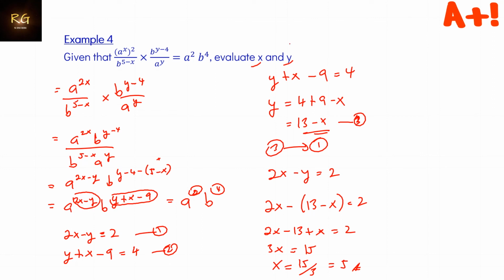So what I need to do now is take the value of x and substitute it inside equation number 3 that we derived just now. So let me rewrite first. y equals 13 minus x, where x we found as 5, correct? So 13 minus 5 is going to give me 8. So I found the values for x and y already. So that's the method on how to solve this.